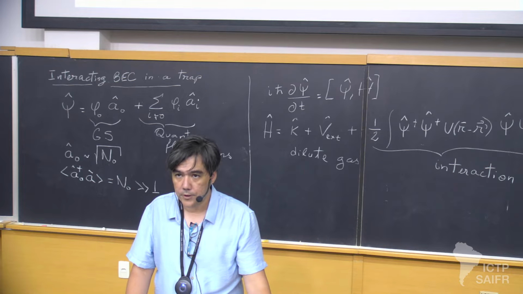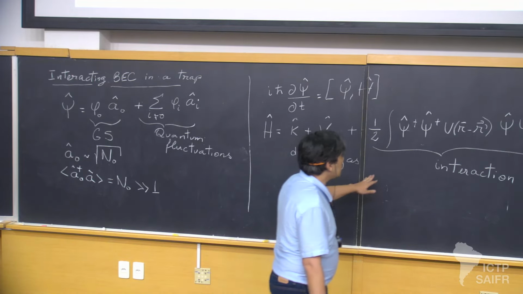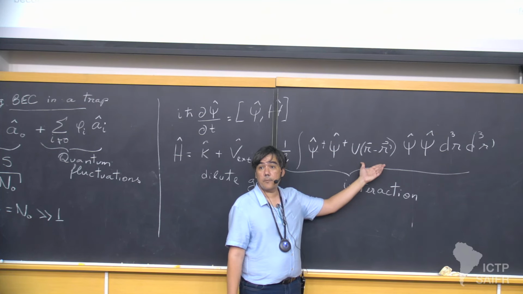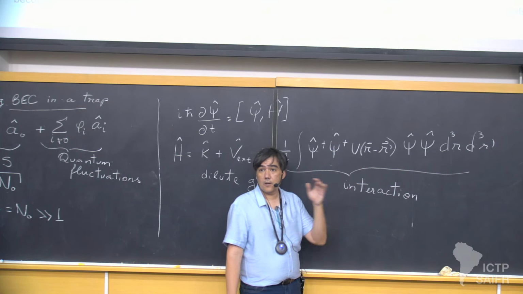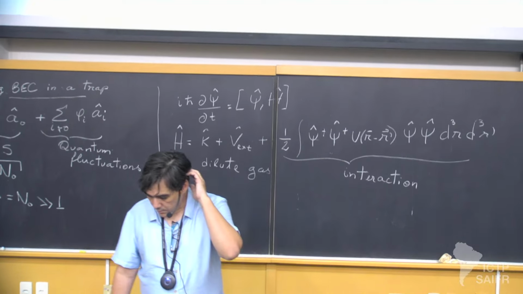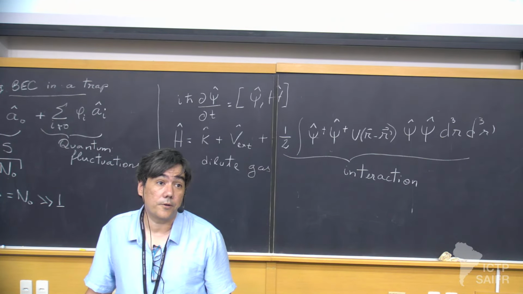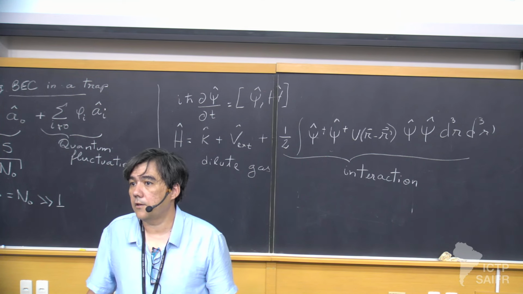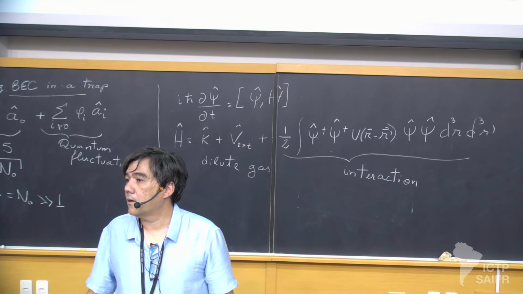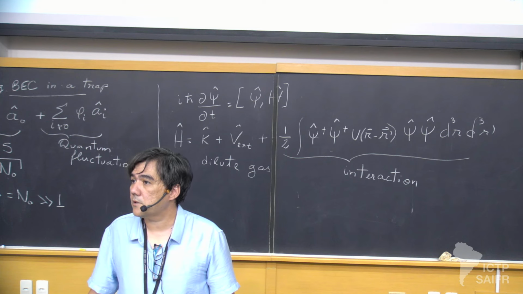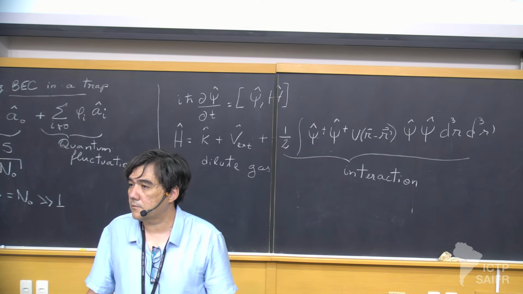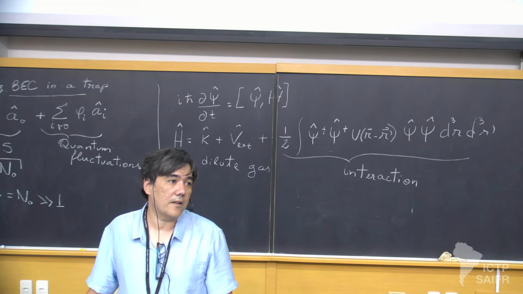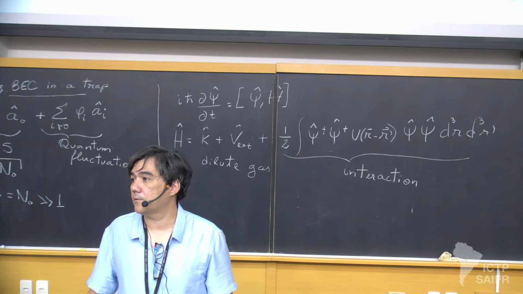Okay, so I'm treating this as interactions in pairs, but I still have a problem here. I still have a potential that I don't know how to treat. And then how do I treat the interaction between two atoms in a quantum way? Anyone? You have to do scattering, no? Wave scattering.